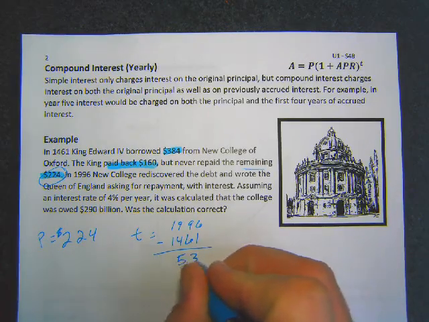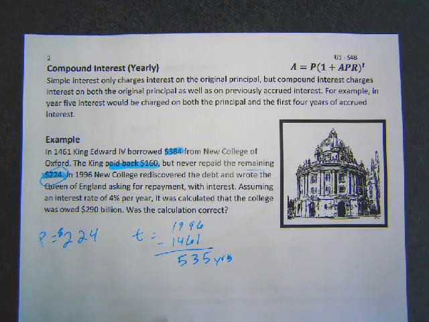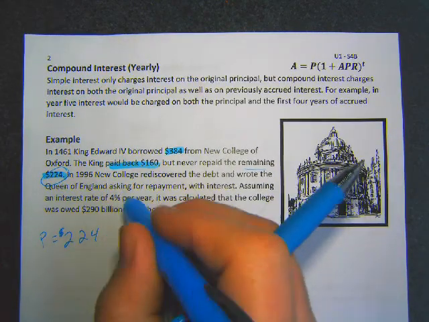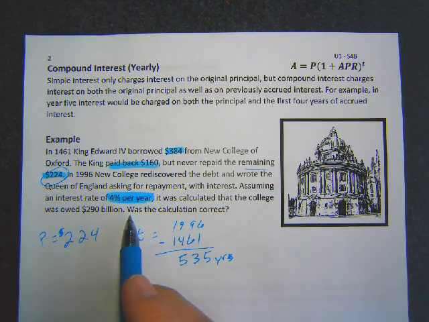So a pretty decent amount of time. 535 years, that's going to be our time frame. And they did a pretty reasonable interest rate, 4% per year. That's about like inflation, which is typically 4% per year. So it's not that unrealistic of an interest rate.